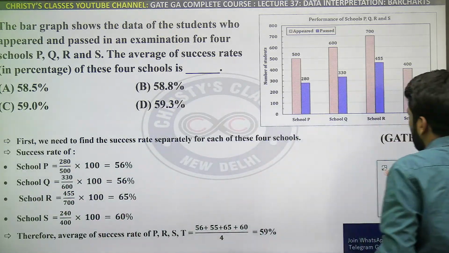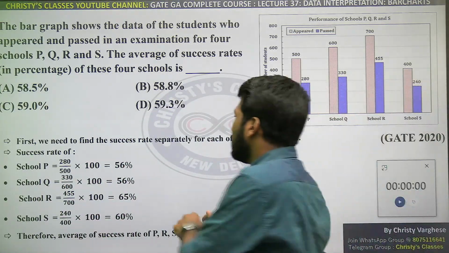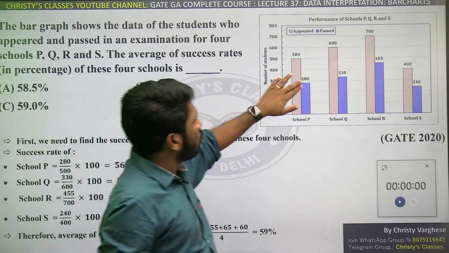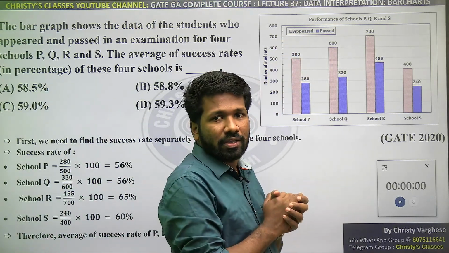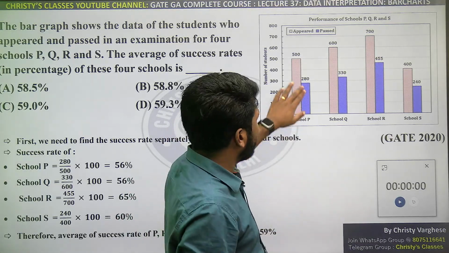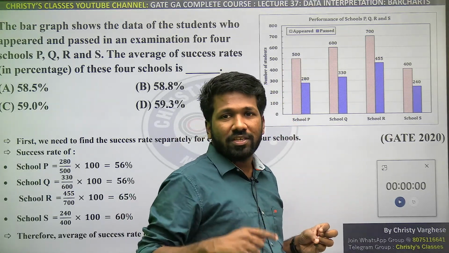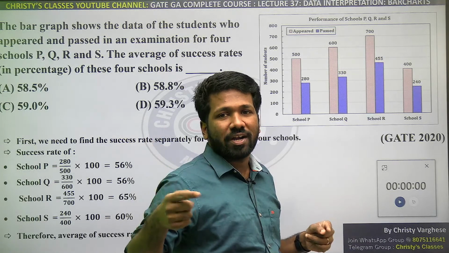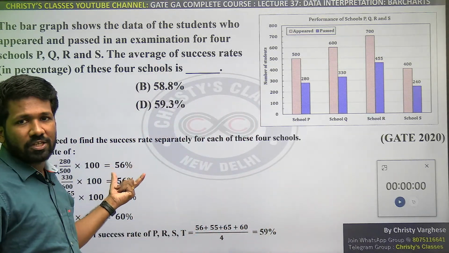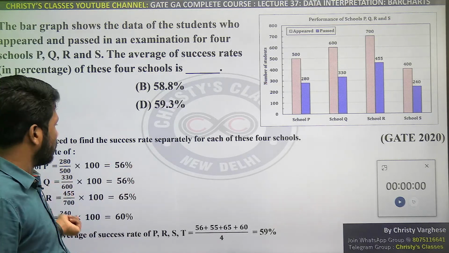I have made slides for you for easy understanding. We need to find the success rate separately for each of the 4 schools. School P's success rate will be 280 by 500 into 100. Those who are not good at mental math, check my previous classes. 280 by 500 is 560 by 1000, that is 56 by 100, 56%. That way you can reason it. Anyway, you can get 56% mathematically or logically.